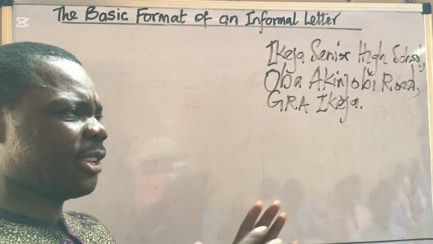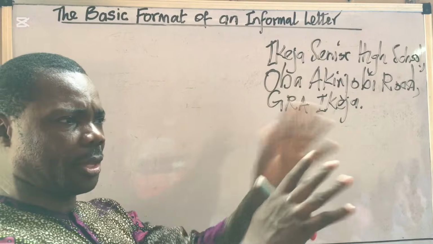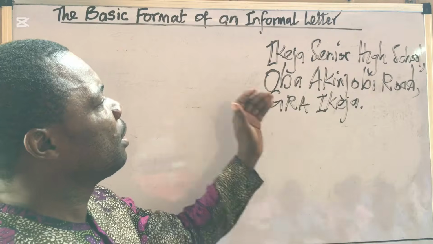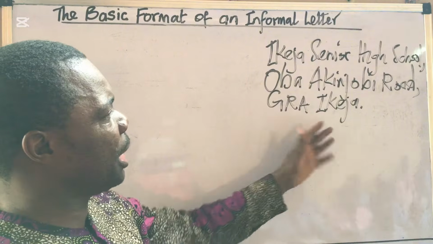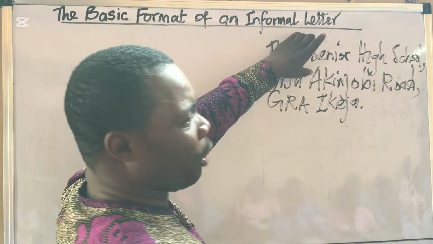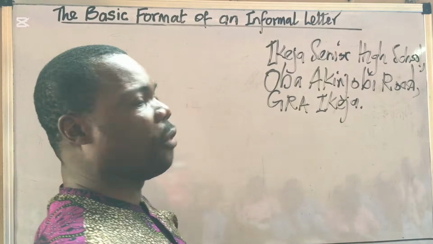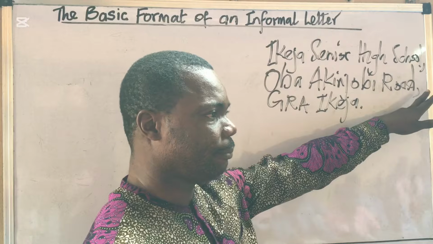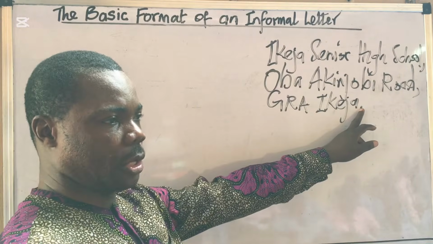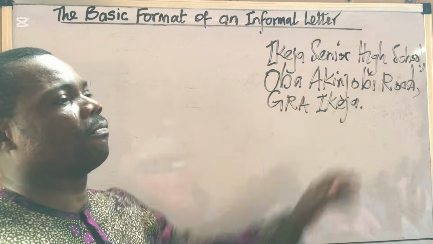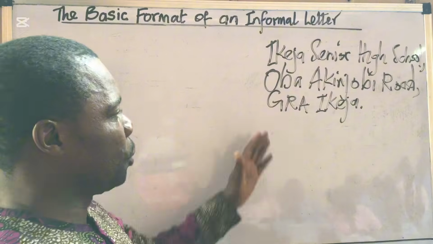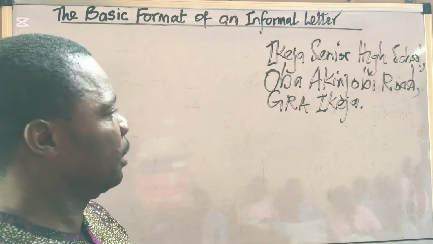So address is very simple. It can usually take something like just 3 lines like this. Keja Senior High School, Oba Kijobi Road, GRA, Keja. Now, every line of the address must be marked off by a comma. And then when you get to the end of the address, you introduce a full stop. Then after that, you write the date.